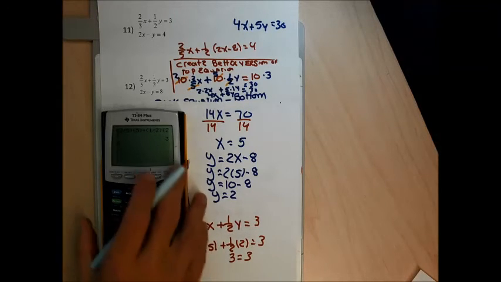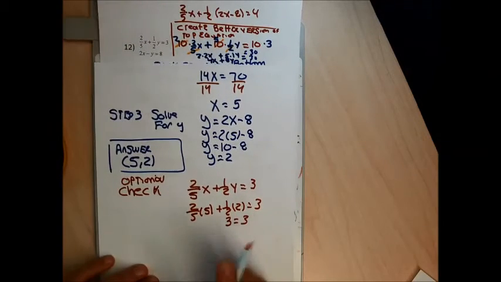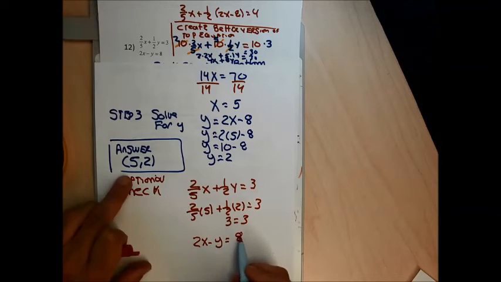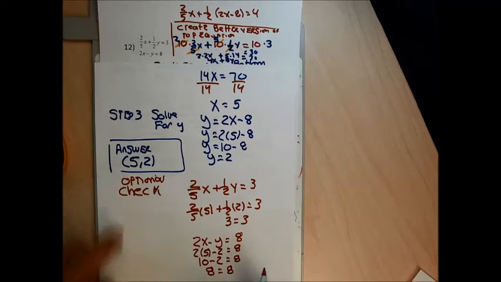That's half the checking. The other half of the checking is going into 2x minus y equal to 8. And again, I'm going to plug in 5 for x and 2 for y. This is going to give me 10 minus 2 equal to 8. And that's 8 equal to 8. So 5, 2 is in fact the perfect solution.